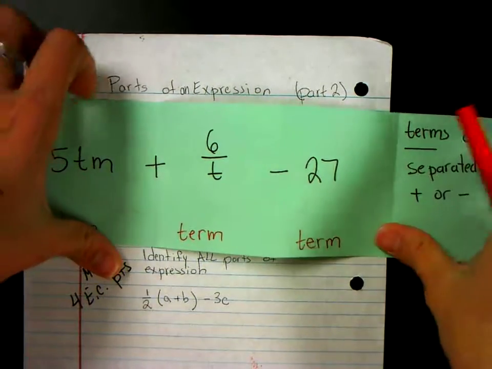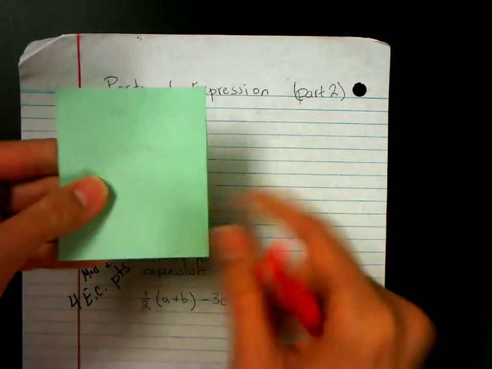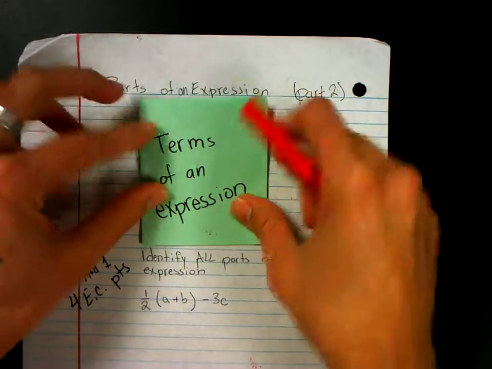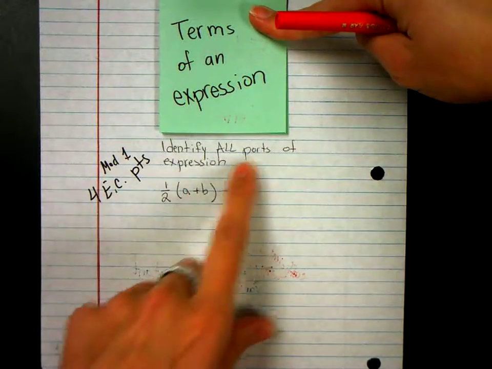Easy. We are going to glue this into our notebook. You want to put glue on the back of it, and it's just going to stick right underneath your title there. Underneath, I also want you to write this example. Identify all parts of the expression.